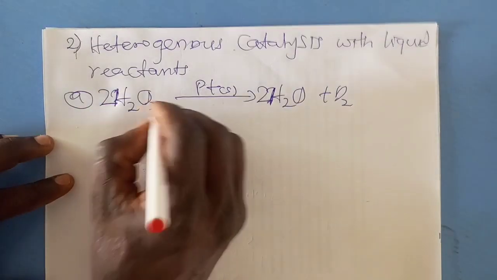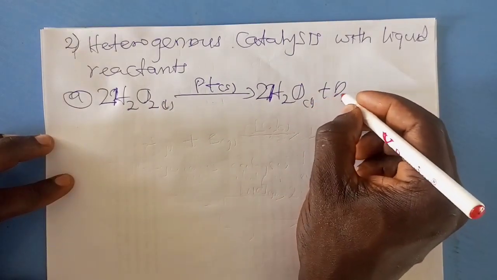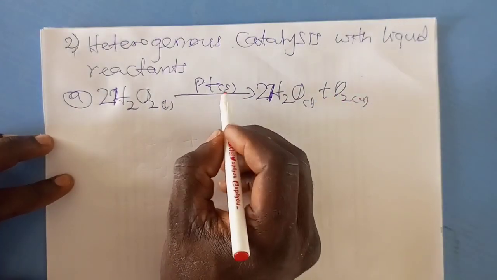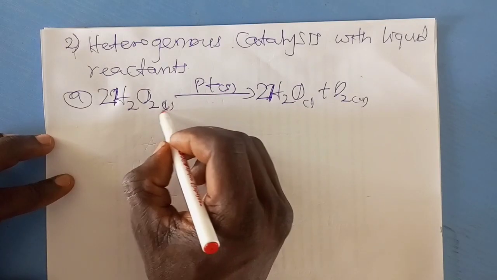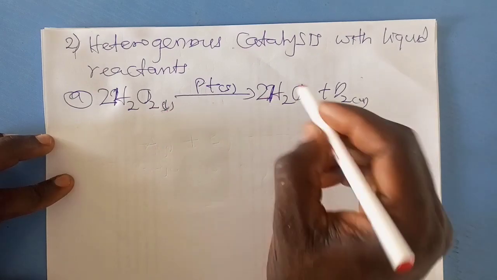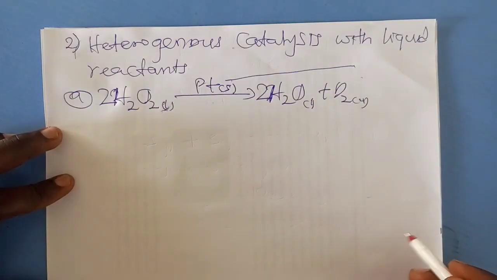You can see that this is in liquid phase. This is liquid phase. Of course, this one will go as a gas. You can see that this catalyst is in solid phase, in a different phase from the reactant. So this makes it a heterogeneous catalyst, and the process is called heterogeneous catalysis, where the catalyst is in a different phase from the reactant.